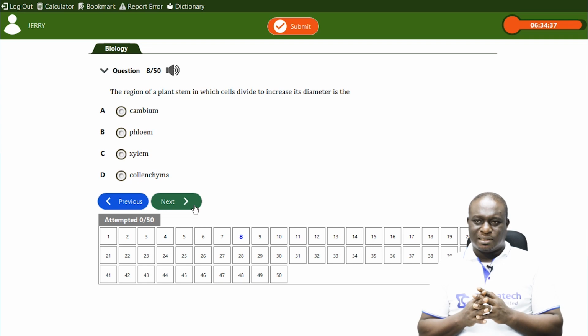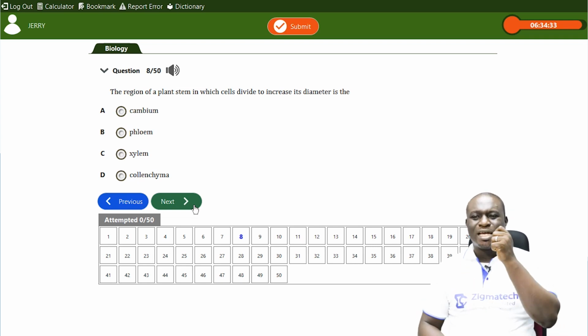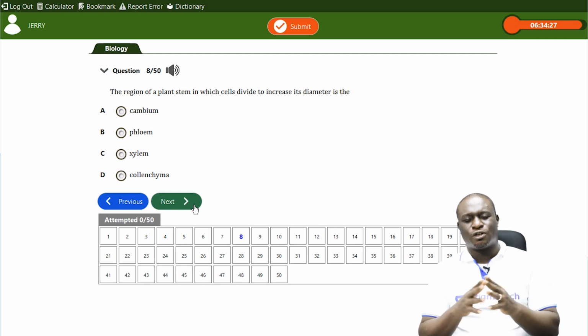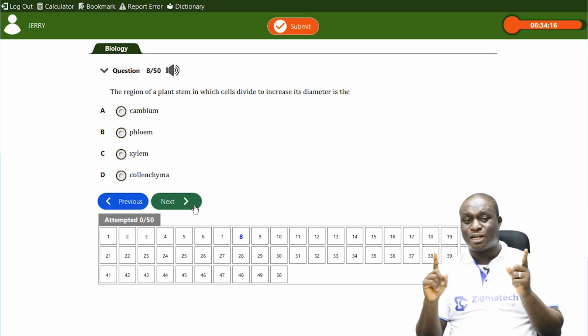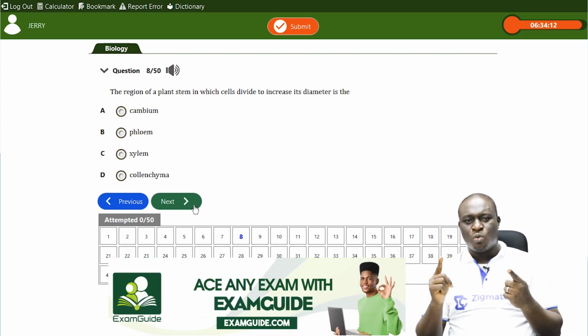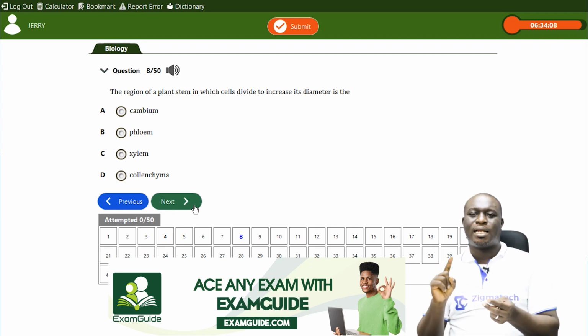The region of a plant stem in which cells divide to increase its diameter is the... Now, that brings us to a dicotyledonous plant. In a dicotyledonous plant, there is what we call vascular bundles. Now, these vascular bundles, we have 3 vascular bundles mostly in dicotyledonous plants. But in monocotyledonous plants, we have 2. The 2 in monocotyledonous plants include the xylem as well as the phloem.